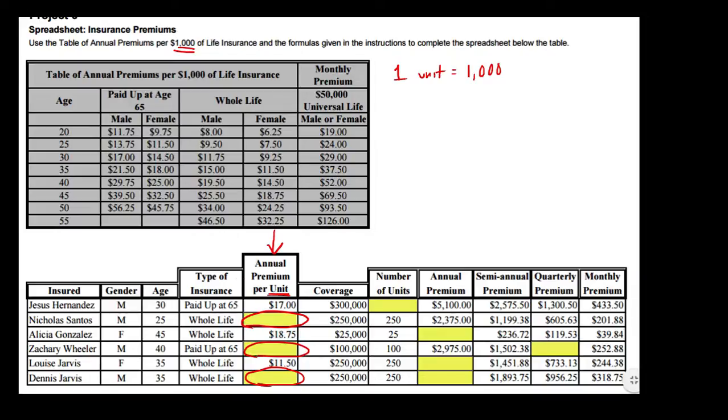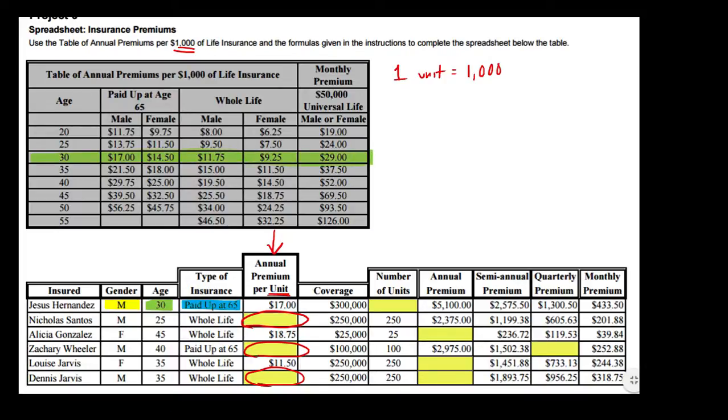So as I said before, you just need to know three pieces of information. One of those being gender, the next being age, and finally type of insurance. So with these three pieces of information, we're going to be able to figure out the annual premium per unit for Jesus Hernandez. So I'm going to start with age. It says he's age 30. So I'm going to go to the age 30 row, and I'm just going to highlight the whole thing.